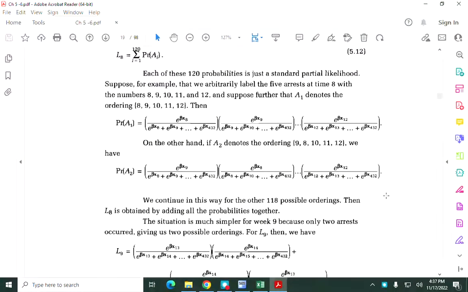Which one got arrested first? Which one got arrested second? It's 5 factorial possible combinations. So the exact method will evaluate all 5 factorial, that's 120 different possibilities. So how many people do you think are going to bomb their Visa card in the shopping week once the shopping starts?